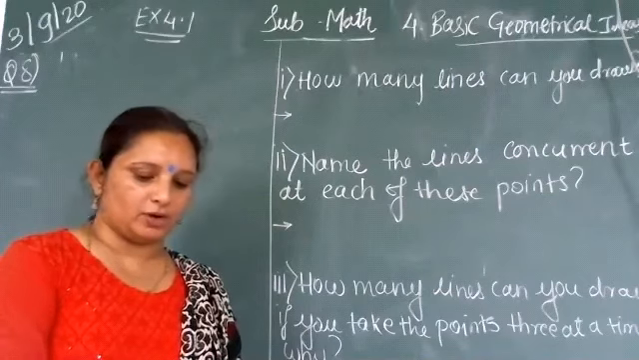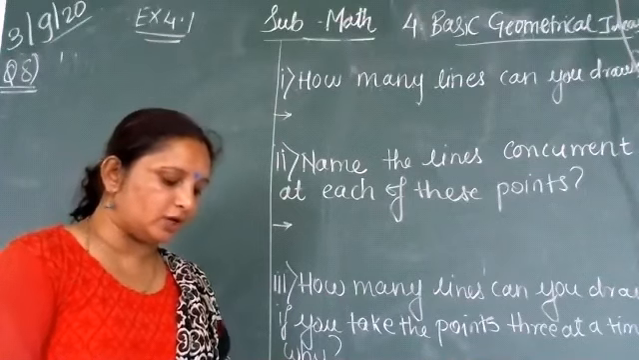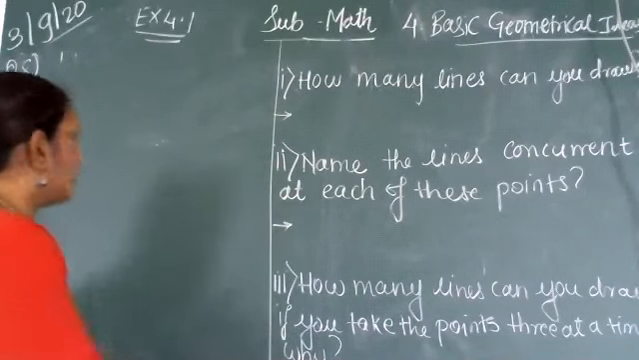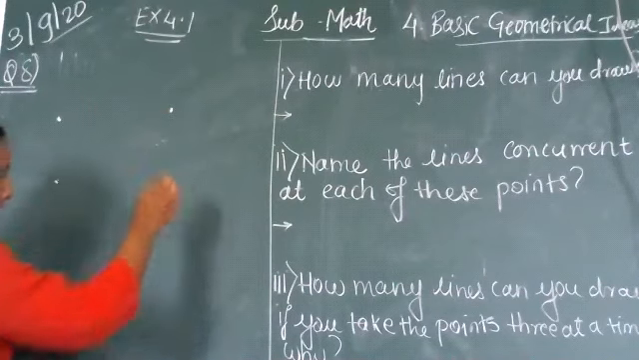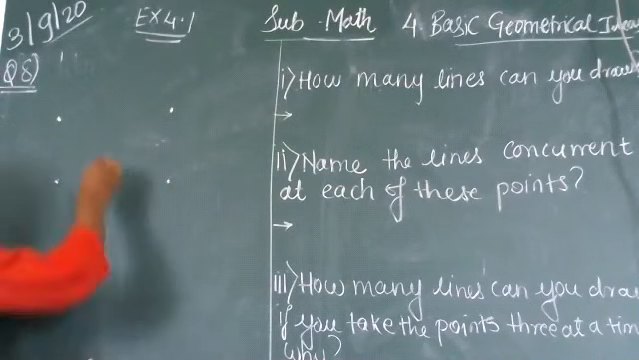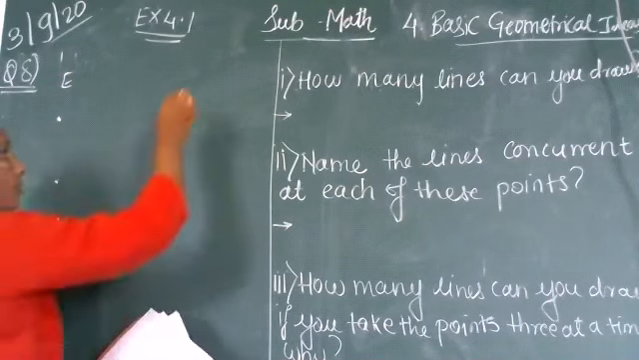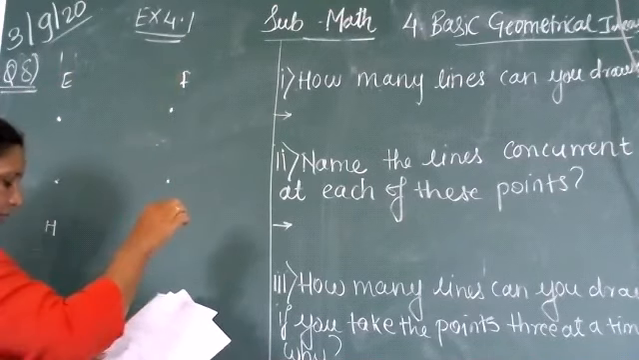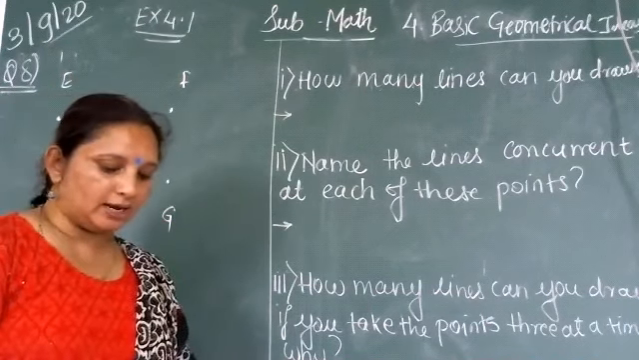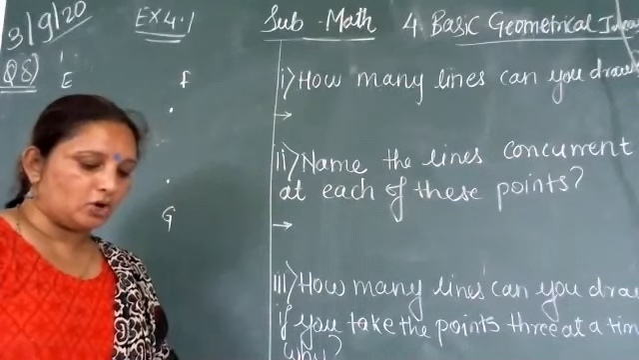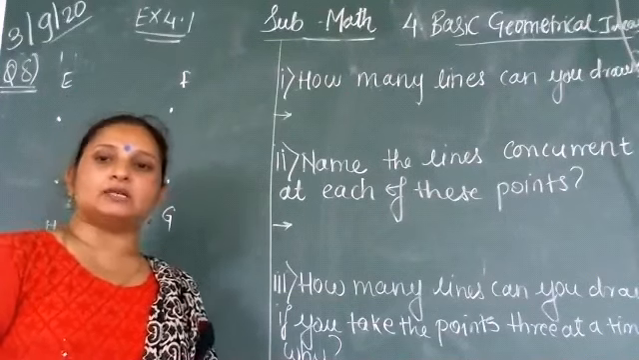Now same way we are going to do it. I am going to mark 4 points, out of which 3 are non-collinear. So I will give here a point E, here F, here G and here H. So I am going to write here E, here H, here the point F, and here the point G. Now further they are telling, such that no three of them are collinear. Draw lines through the points taking 2 at a time and answer the following questions.